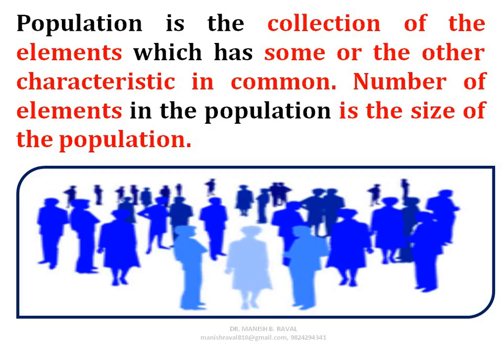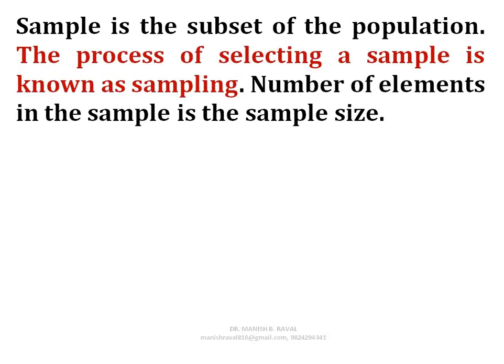So it is not possible for us to analyze all of them. So in order to come to a conclusion, we need to take a small part out of this 5,000. When you collect the small part, that is considered as a sample. See, the definition is written here. Sample is the subset of population.